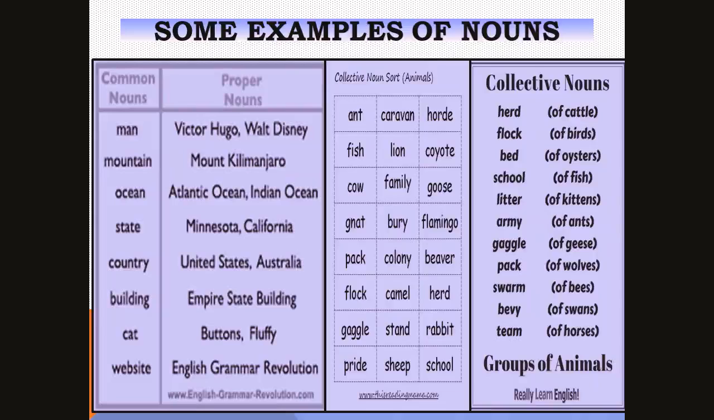Collective nouns like ant, caravan. Now see, caravan is a collective noun, but the camel is a proper noun. It is showing as one species.